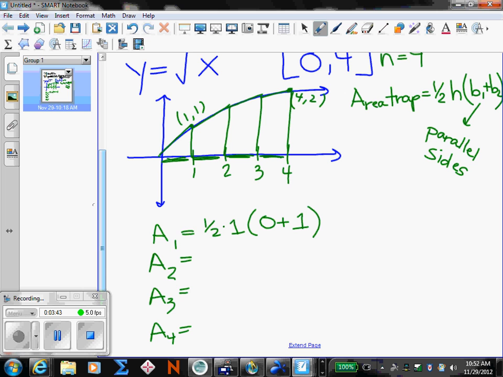So the area of my first trapezoid is 1/2. My second one, 1/2 the height, base 1, which is 1, plus this will be base 2 of this trapezoid. So this is base 1 of trapezoid 2, and this is base 2. So to find the length of this base, I have to plug it into my equation. So I get square root of 2.